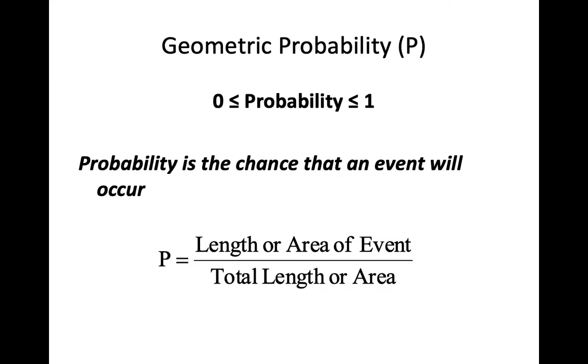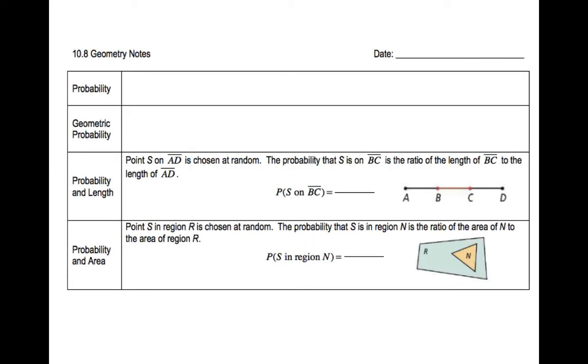So what is geometric probability? Well, it ranges from 0, meaning there's no chance that it's going to happen, to 1, meaning there is a 100% chance that it will happen. And it's simply the length or area of the event that you want over the total length or area. Let me give you an example of what that is here.